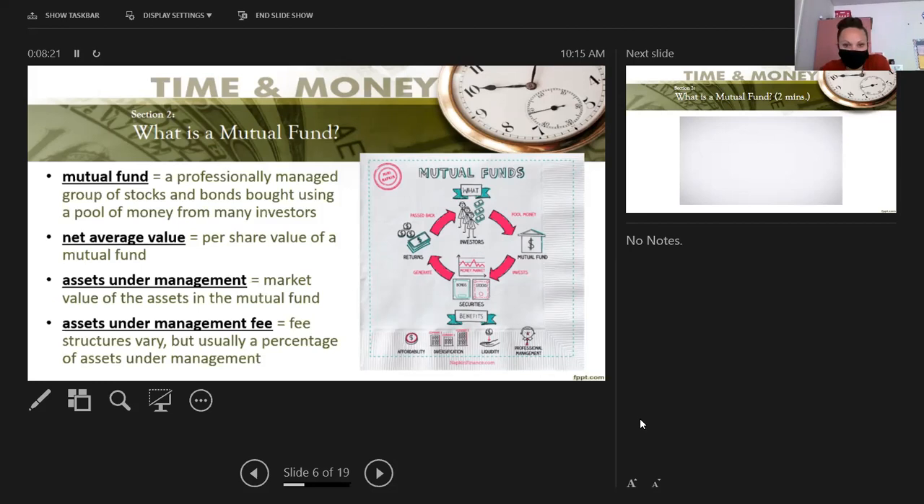So you can see that little picture. It's kind of hard to see, but it says, what are mutual funds? So there's investors, they put their pool of money into the mutual fund, and then somebody who manages it invests it into stocks and bonds. They get returns, that goes back to you. And then ideally, they're hoping you invest again with your profits.